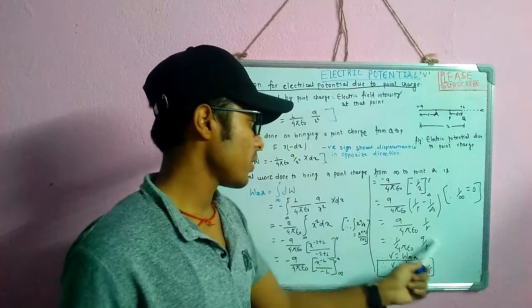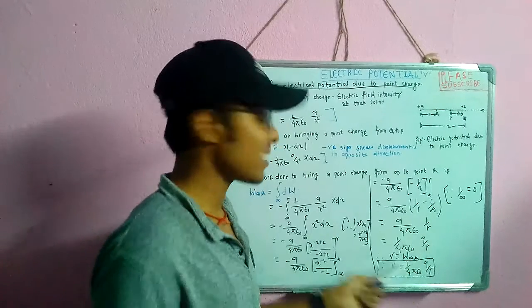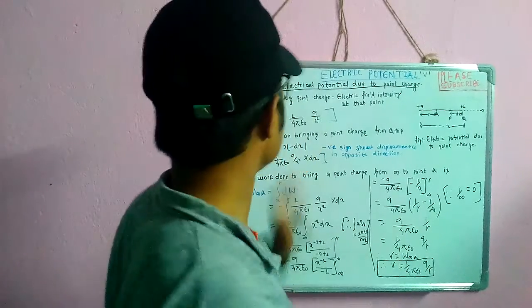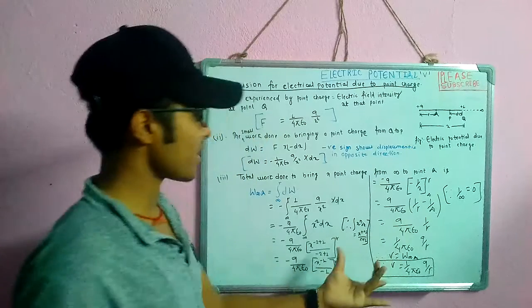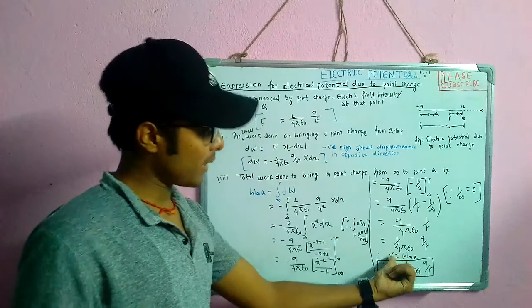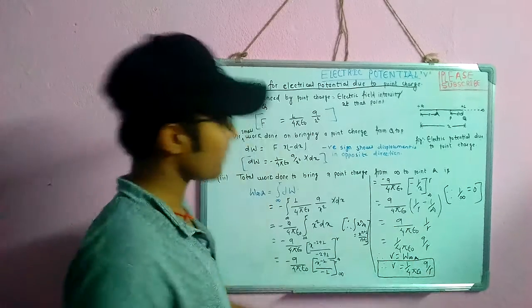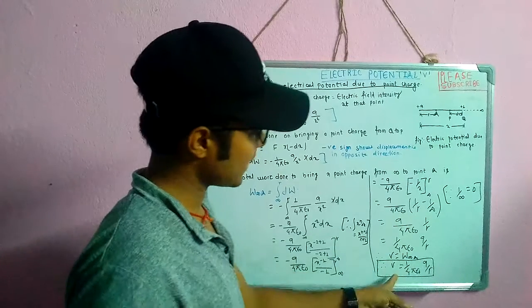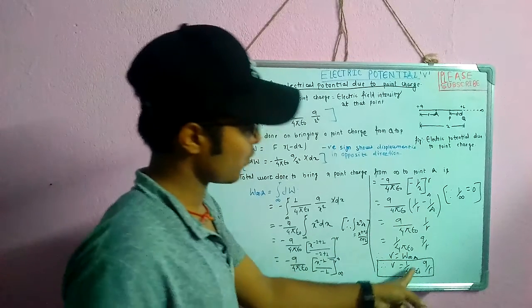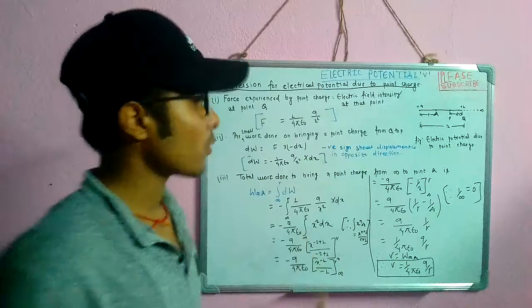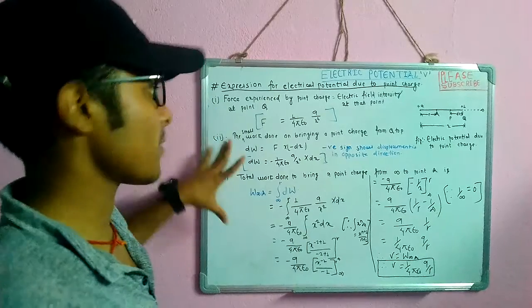This can be arranged as per our wish, and the required electric potential, that is the electric potential at A, which is equal to the work done in bringing a point charge from infinity to A, is V equals 1 upon 4 pi epsilon naught q upon r. This is our required relation, and this is the expression.